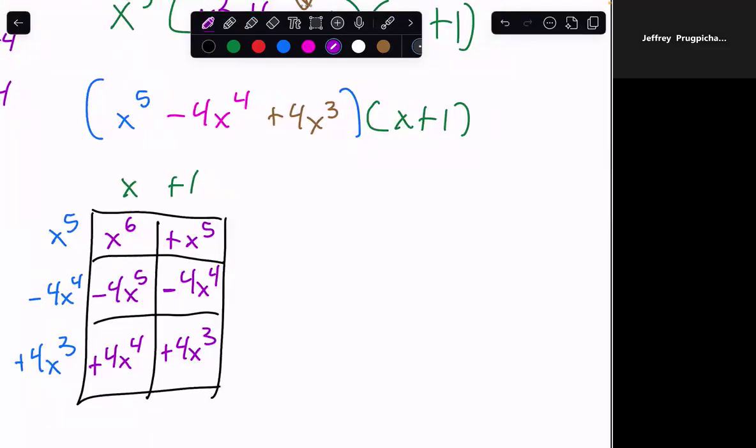Okay, so now we can combine any like terms. The x to the 6 has no other x to the 6 to combine with, so it goes straight to the answer. Then we have negative 4x to the 5th plus invisible 1x to the 5th. So negative 4 plus invisible 1 would be negative 3. Next, we have positive 4x to the 4th minus 4x to the 4th. So those cancel out to 0. They go away. And then you have a leftover plus 4x cubed with nothing to combine with.